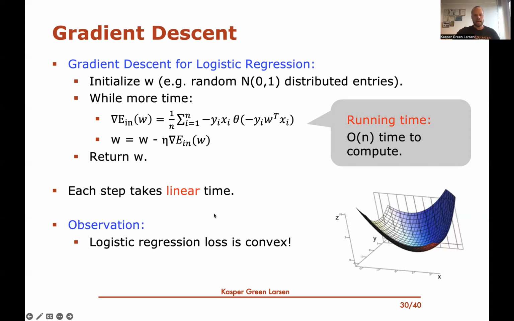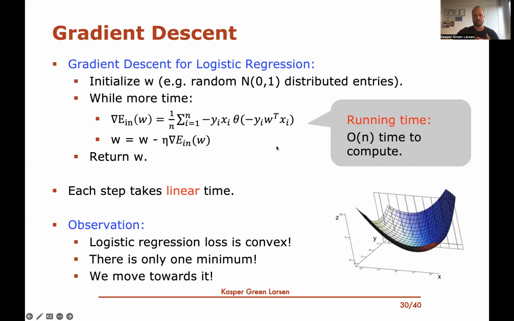Okay. And now, as I mentioned before, the logistic regression loss function is convex, so this is actually going to move towards the global minimum. Okay, so it's a good algorithm. It will move towards the global minimum, and of course, you have to set this learning rate right. And a good rule of thumb is to choose it, so it's maybe something like 0.1.